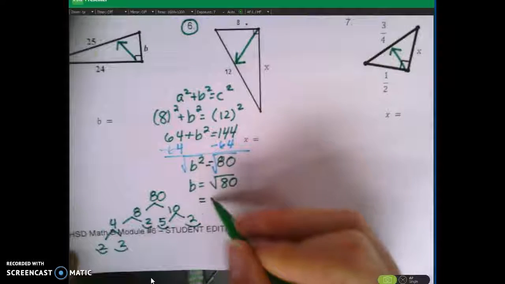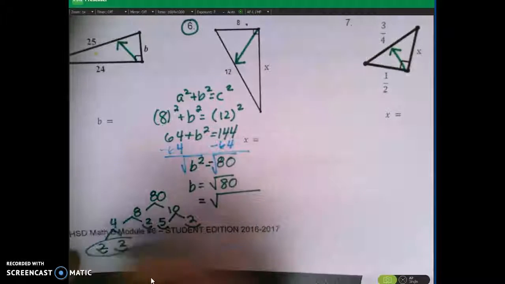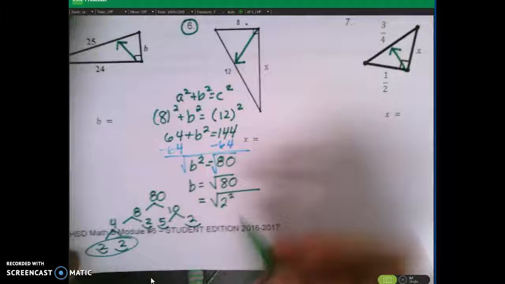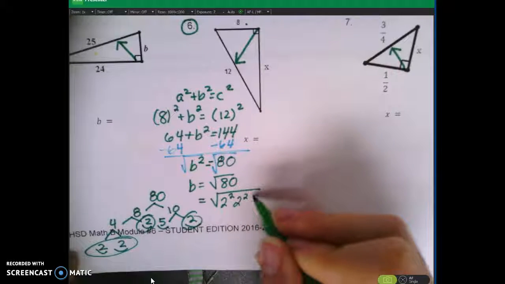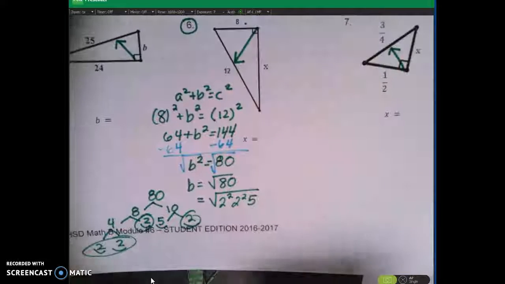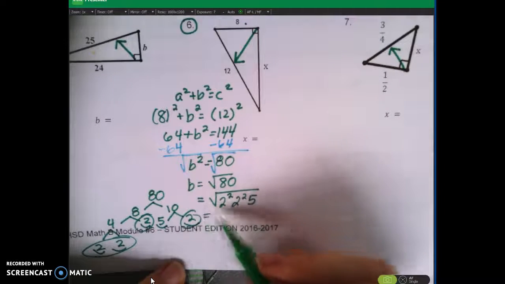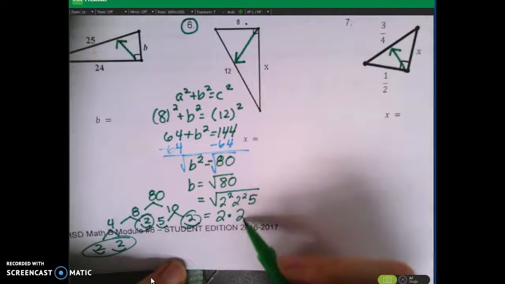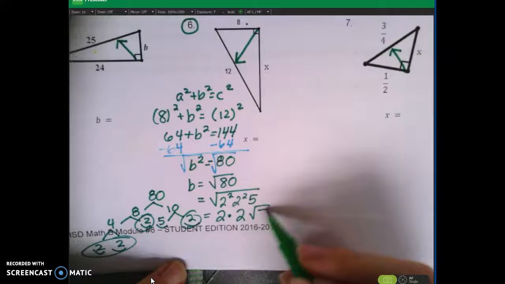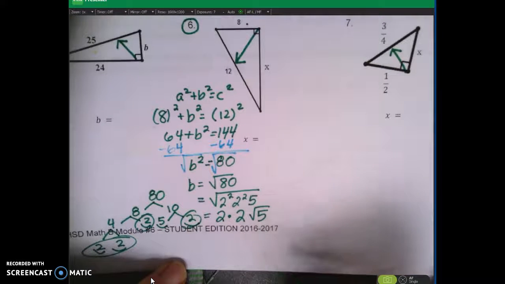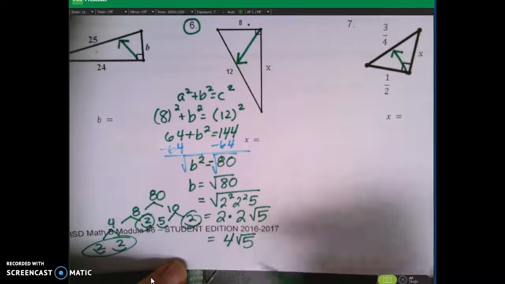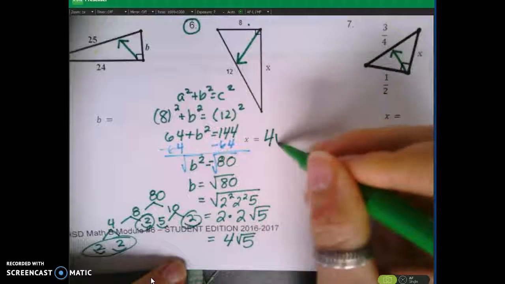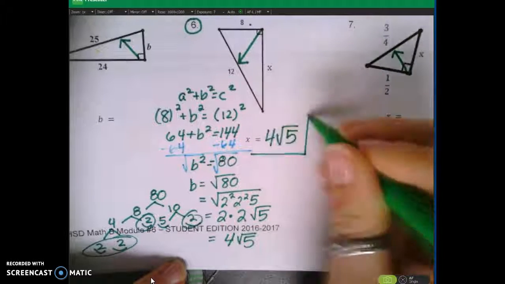So I have 2, 2, 2, 5, and 2. So b is equal to radical 2 squared, 2 squared, and 5. What can I pull out of my radical? A 2 and another 2. Those are the terms being squared, and the 5 is left inside. Numbers on the outside are being multiplied by each other, so that's 4 radical 5. So I know my x value here is 4 radical 5.